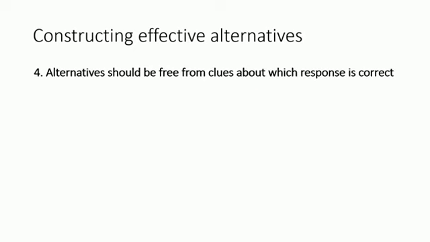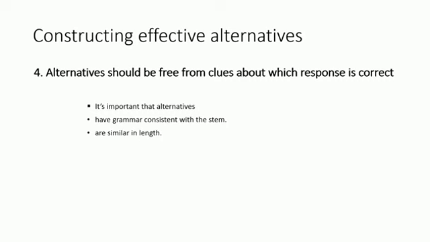Alternatives should be free from clues about which response is correct. You don't want to give the game away, so you don't want to make it too hard, but you don't want to make it too easy. So it's important that the alternatives have grammar consistent with the stem. So watch out for plurals and "is" and "are" and "a" or "an". Make sure each stem to alternative makes sense and reads grammatically correct, because if one of them reads grammatically correct and the other three are not, it's highly likely that the correct answer is going to be the grammatically correct one. So make sure you know your grammar.